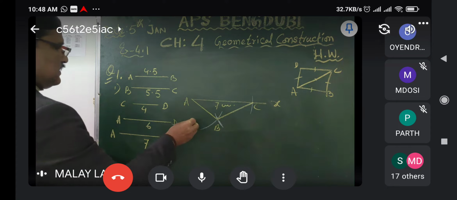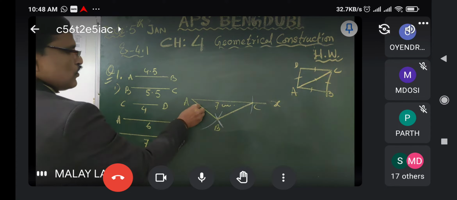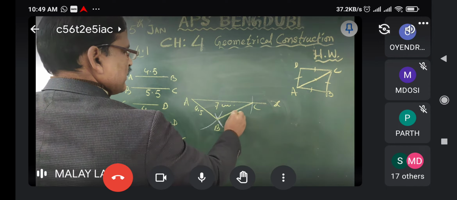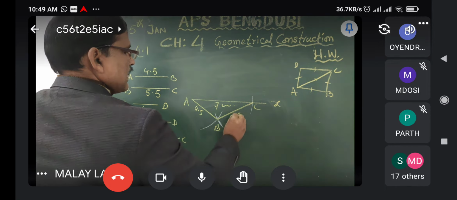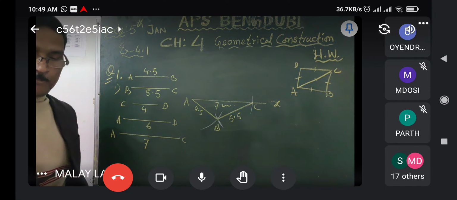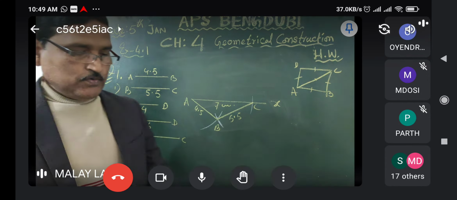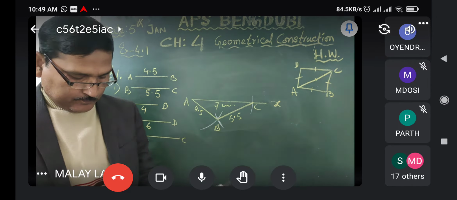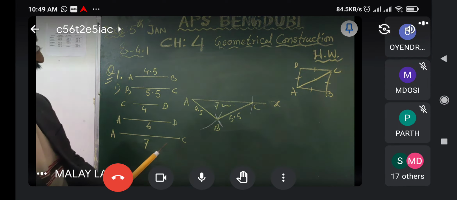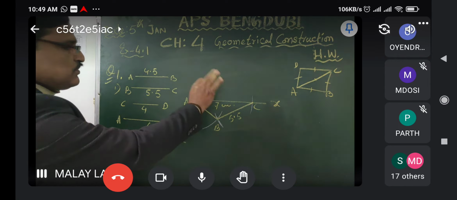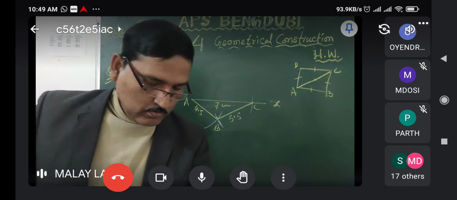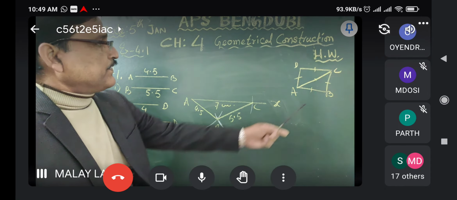So AB is how much? 4.5. BC is how much? 5.5. Are you doing along with me? Yes, sir. Very good. Half portion is over. Now look at your rough case diagram.